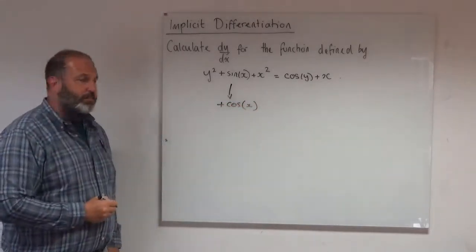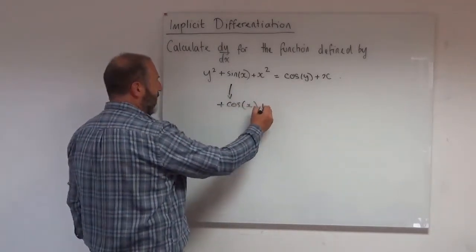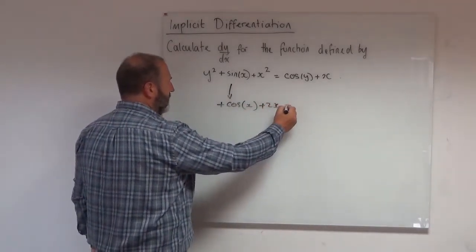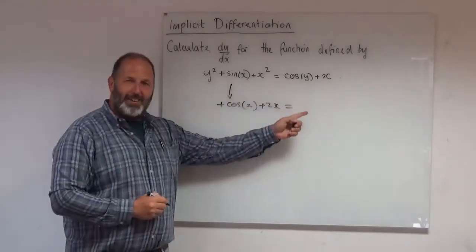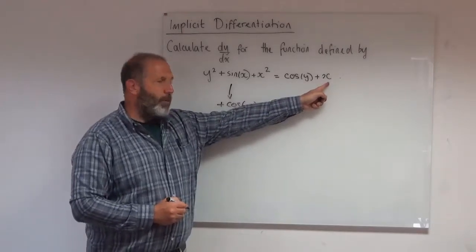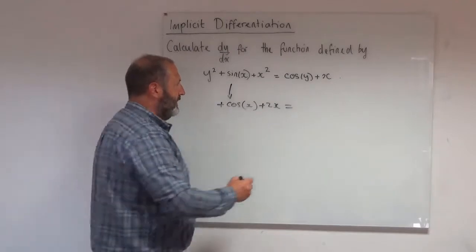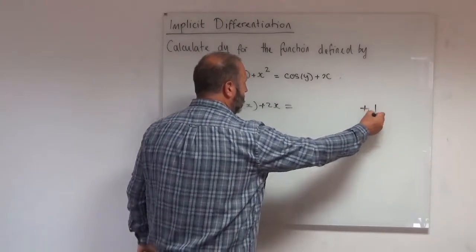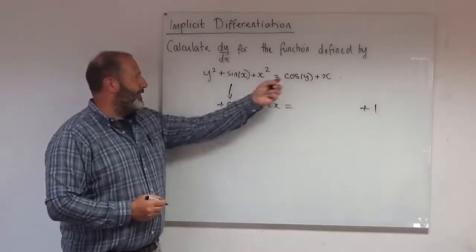We get cos x. I've got another x term here. I happen to know how to differentiate that. I get 2x. Put the equal sign back in. So I'm leaving the tricky bits and I'm doing the nice bits. I'm going to leave that for a second and I'm going to jump to the end. I know what happens if I differentiate with respect to x, I get a 1. So I get a plus 1.